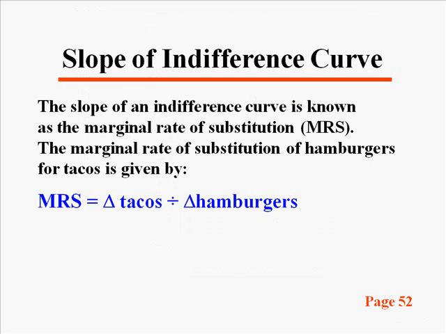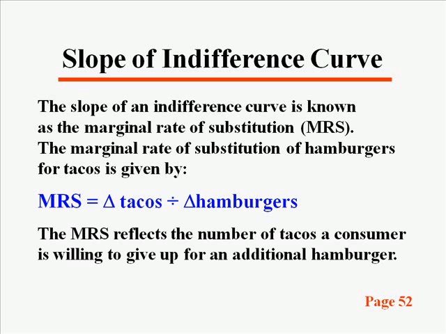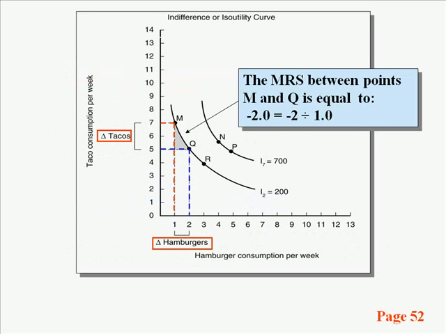Something to look at on the indifference curves is the slope, and we call the slope of the indifference curve the marginal rate of substitution, shorthanded as MRS in your book. Marginal rate of substitution looks at the change in tacos divided by the change in hamburgers. So it's the change in one product versus the change in another, and your book uses tacos versus hamburgers. What we're looking at is the number of tacos a consumer is willing to give up for an additional hamburger. So if I want one more hamburger, how many tacos do I have to give up in order to stay on that same amount of satisfaction, the same utility curve?